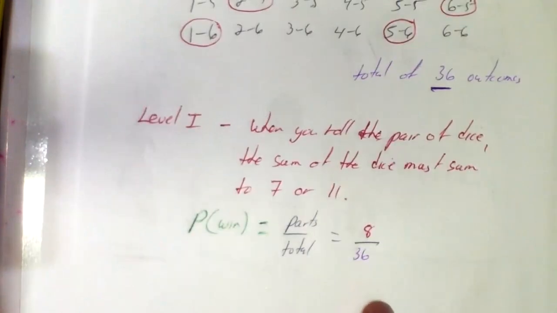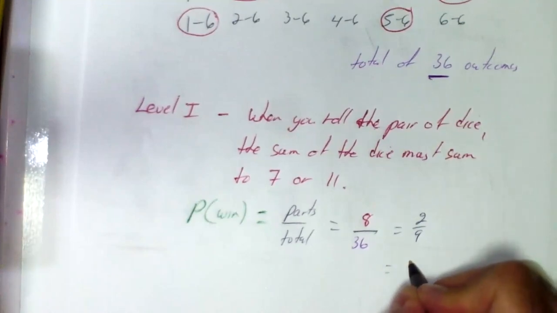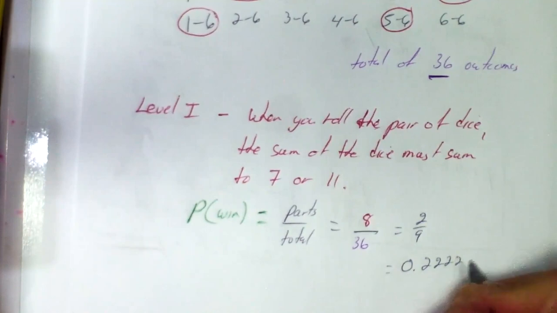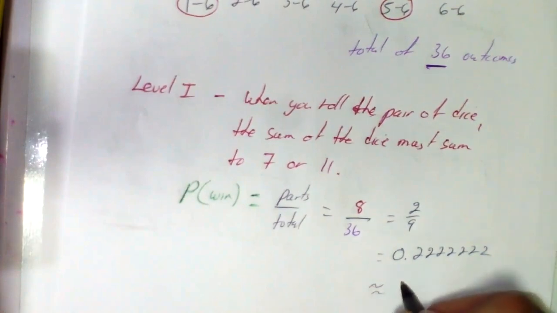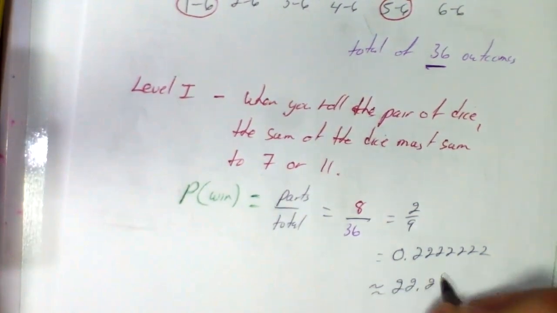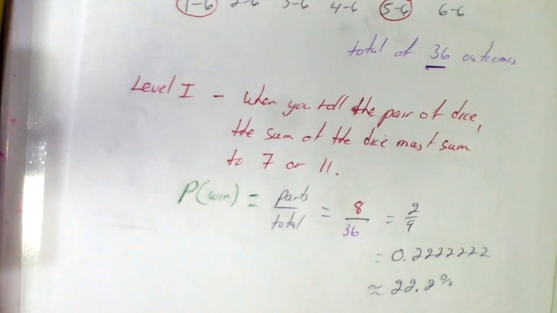So if I divide 8 by 36 and reduce it, I get 2/9. In decimal, that is equal to 0.2222222, the 2's repeat. In percentage, that would equate to 22.2%. Okay, so that is the probability of you winning in level one. A 22.2% chance of winning.